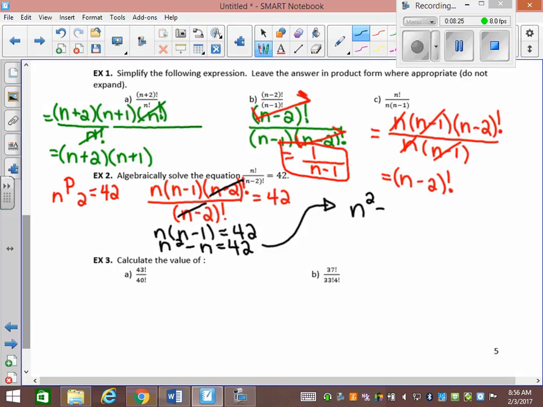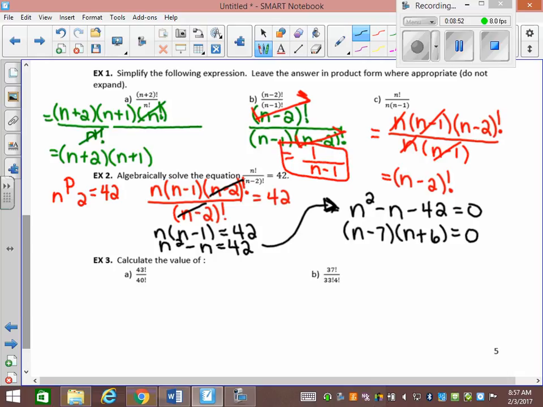N squared minus n, move the 42 over, so subtract 42. And you say, what times what gets me negative 42, and what plus what gets me negative 1? So it's negative 7 and positive 6. Like I said, if you're not good at factoring, please come in and get help because you're going to need to be good at factoring. So when you factor this, you're going to get n minus 7, n plus 6. We don't have to do decomp because there's a 1 in front of the n squared.